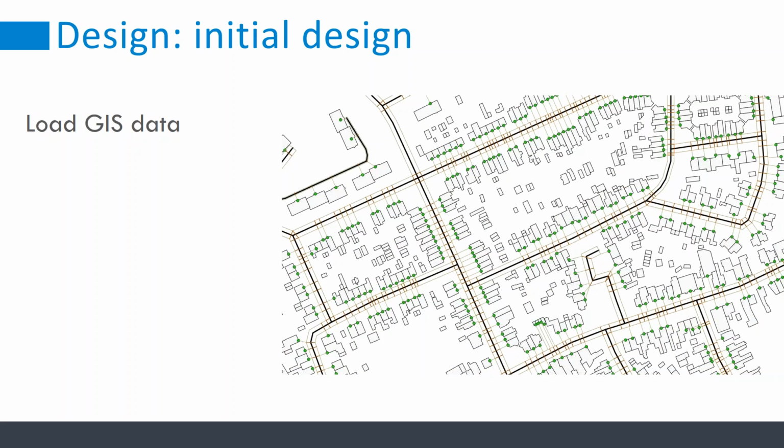Now, in the FiberPlanIT Designer, you can load all of this GIS data, and we have some automated tools to make sure that you get a fully connected network. In this case, it's an underground network. So we make sure that we generate all of the possible ways to route the cables.